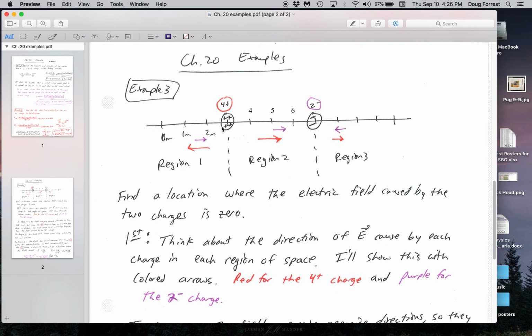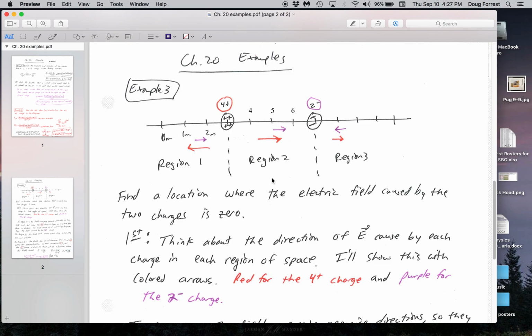In this first region, if you understand that electric field lines point away from positives and toward negatives, then we know that the electric field caused by these positive charges is going to be pointing to the left. And I've drawn that in red, and I've circled that +4 in red. The electric field caused by these 2 negative charges, which I've circled in purple, is pointing to the right. So in this region, the field pointing to the left must be larger than the field pointing to the right. And that's because the field pointing to the left is caused by more charge, and those charges are closer. So there's nowhere in this region where you could have 0 net electric field.